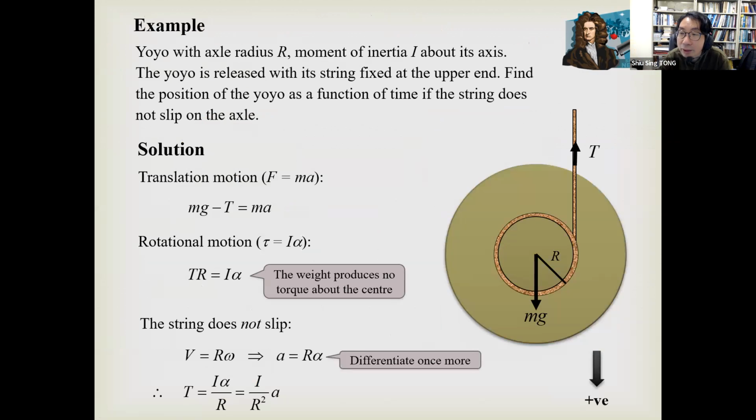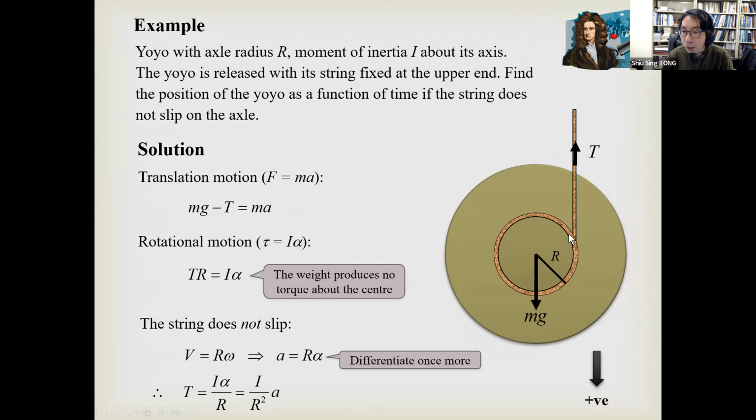Now, having learned all these basics, we are ready to handle a rather complicated problem, a yo-yo. Have you played a yo-yo? I think you already have, or maybe your brother or your father has. A yo-yo is like this. You have essentially a solid cylinder, and there's an axle, and on the axle you have a rope coiled around it. When you release the yo-yo, it falls down under gravity, and the string coiled around the axle uncoils itself. So it's actually rolling down.